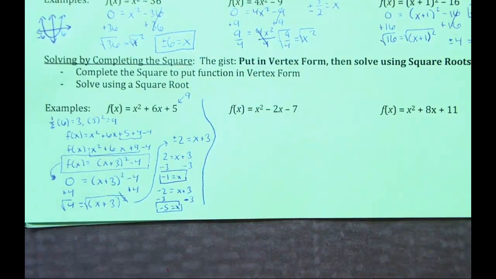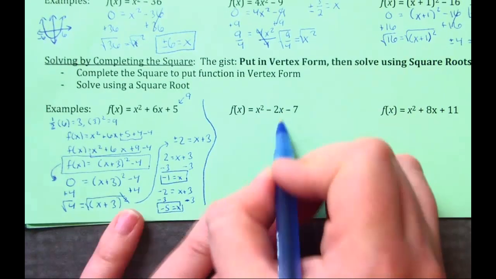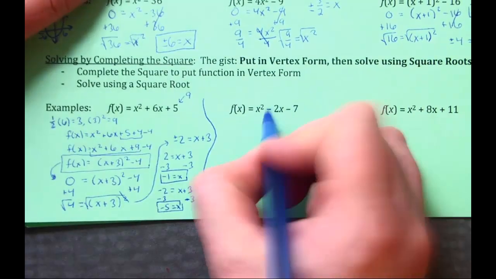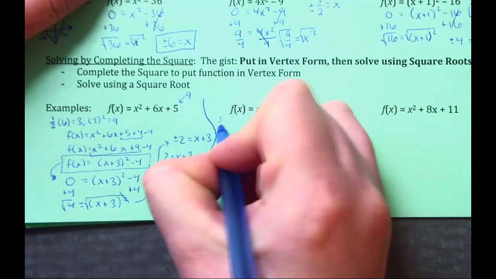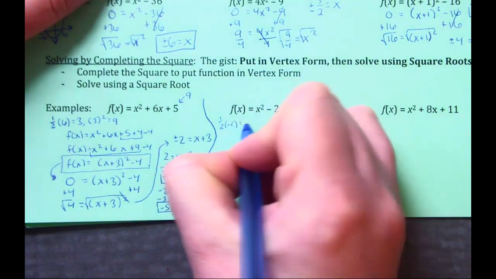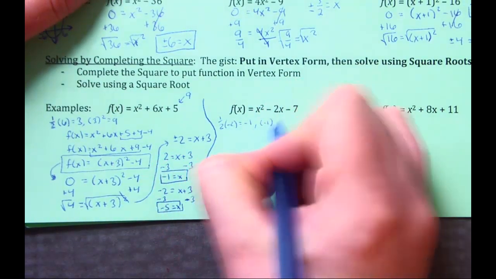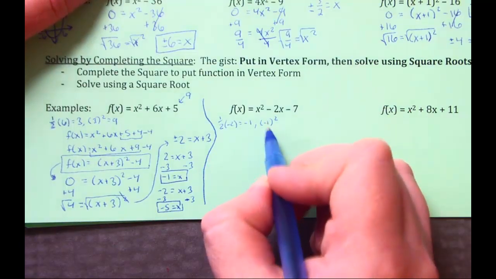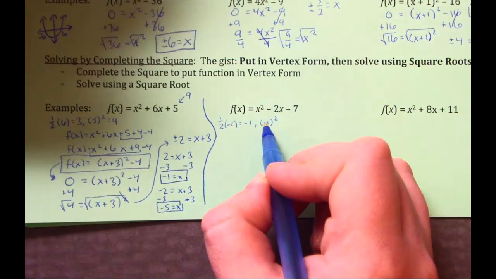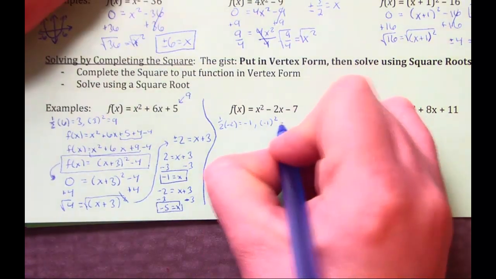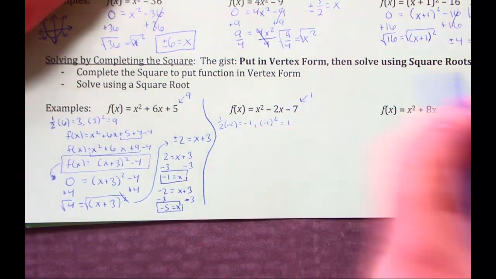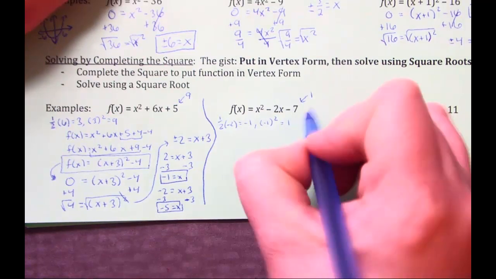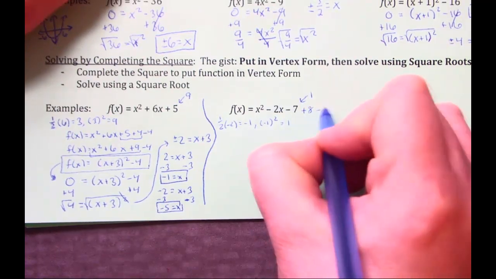Now let's look at the next one. Same idea. We're going to first get this into vertex form. So we take half of negative 2, which equals negative 1. And then we take negative 1 and we square it. And we always put the negative 1 in parentheses, or we're not going to get the right answer. We want to square the negative also. And that equals a positive 1, so that should be a 1. So to do that, we have to add 1 and then subtract 1.